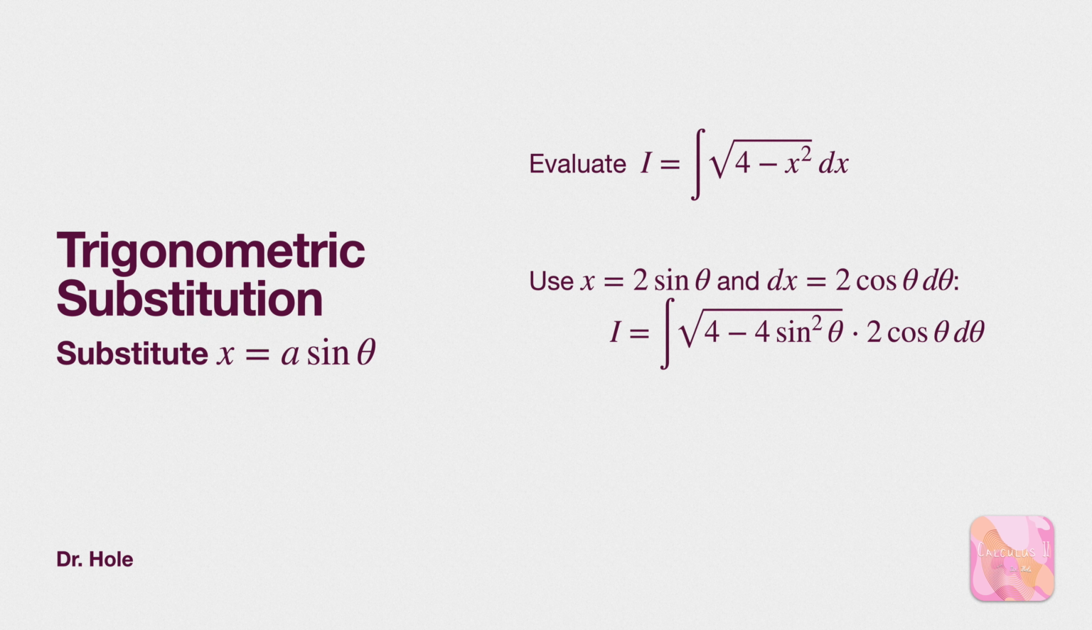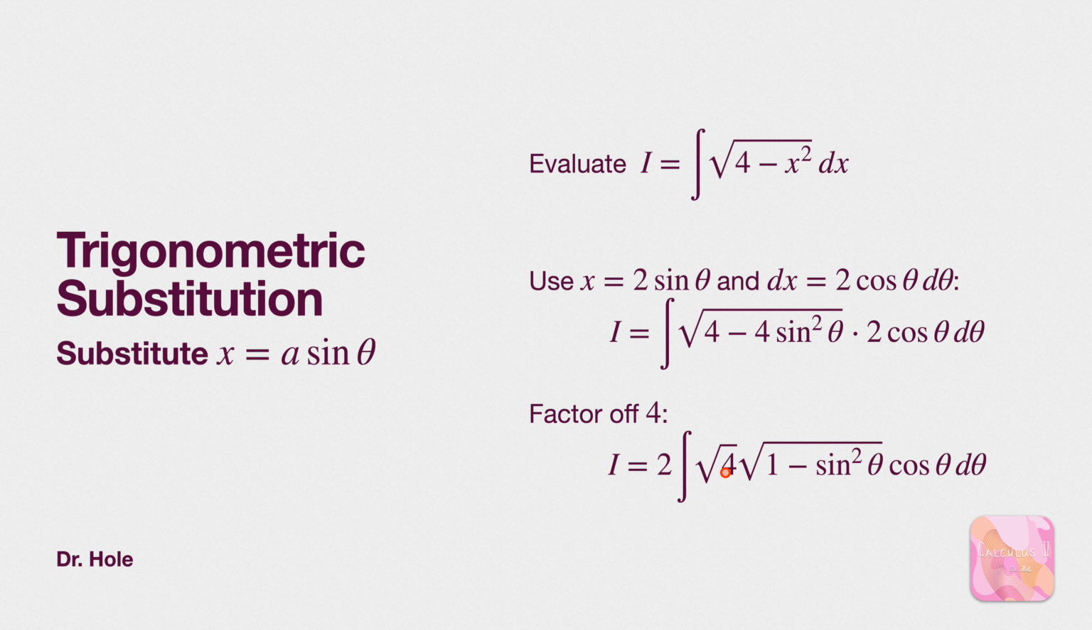Okay, let's do some algebra. So look at the radicand. In the radicand, we can factor off a 4 from both terms, and we know that the square root of 4 is 2. So factor off the 4, apply the radical to the 4. We're going to get another copy of 2. I've brought the 2 coming from the differential all the way out into the front. It's a constant.